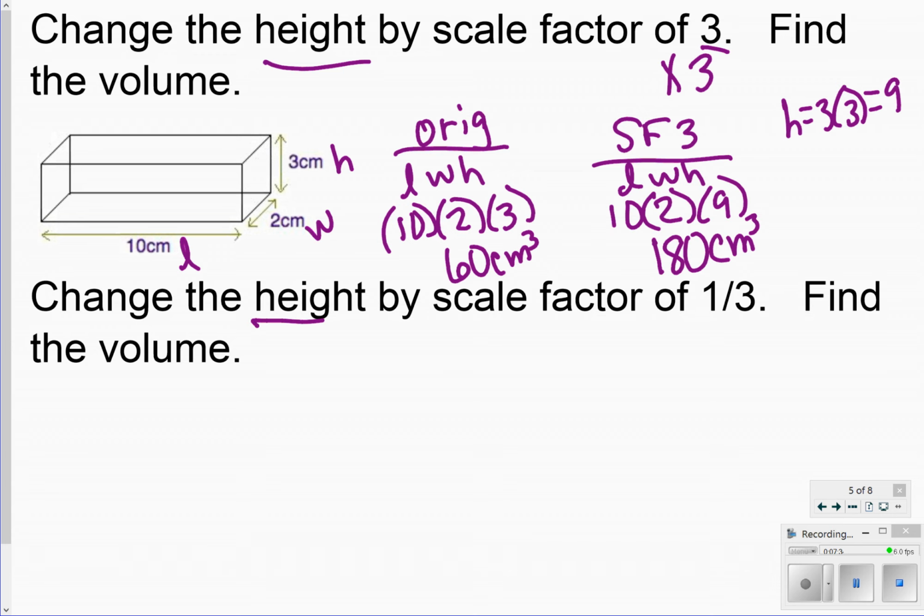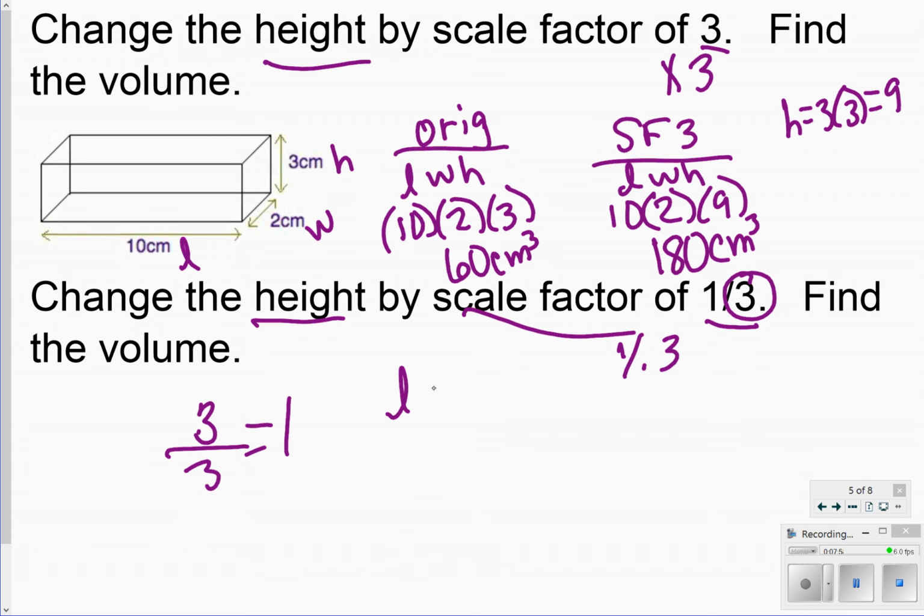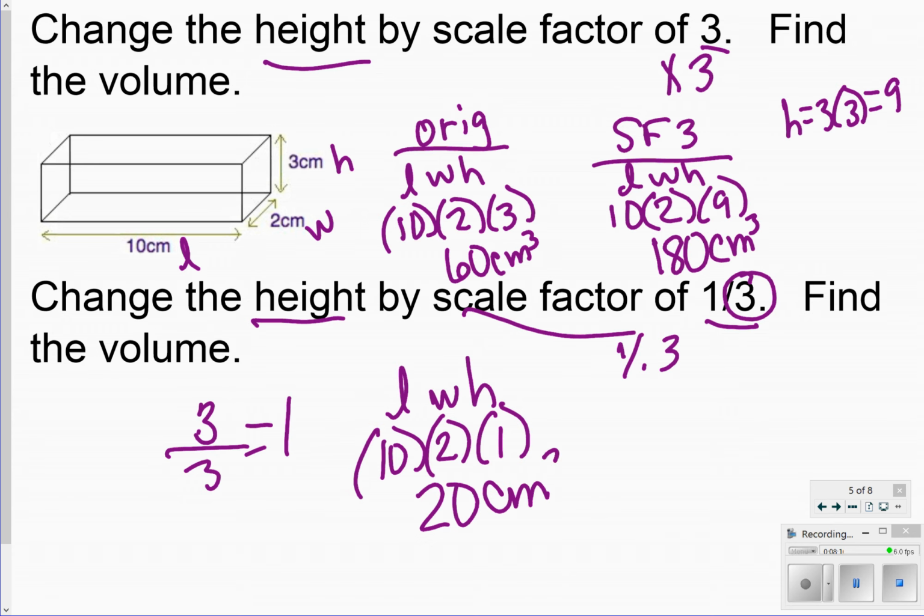What if I change the height to be a scale factor of 1/3? Well, it's less than 1, so this means we're going to divide by our denominator. So we'll divide by 3, and our height is 3, and we're going to divide it by 3. So now our new height is 1. So we're going to do length times width times height, and our length remained the same, our width remained the same, and our height is now 1. So 10 times 2 times 1, and we're going to find that it is 20 centimeters cubed.